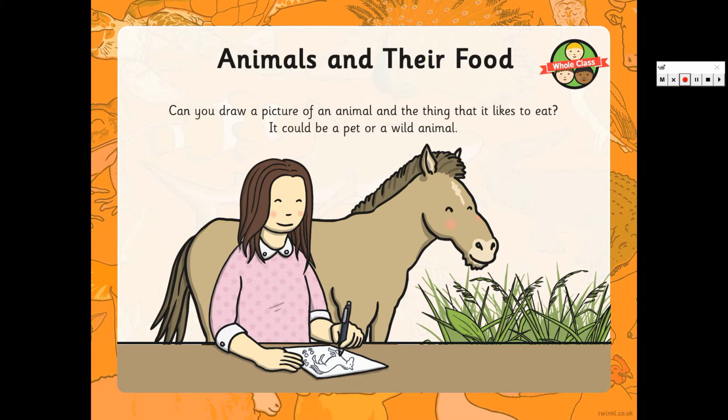It could be a pet, it could be a wild animal, it could be an animal that you might find on the farm, it could be an animal that you might find in the zoo. Draw that animal and then write or draw what you think that animal likes to eat. So if you pause the video now and give yourself a little bit of time to do that, and then restart the video again, and then we'll carry on with our learning.